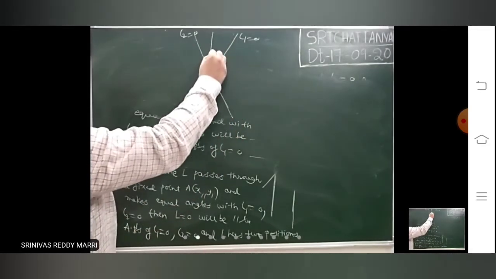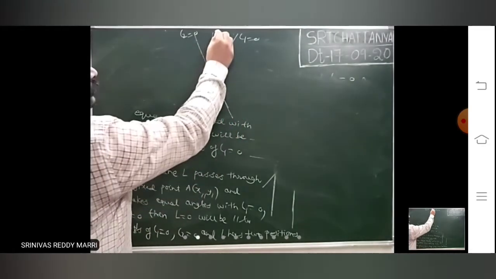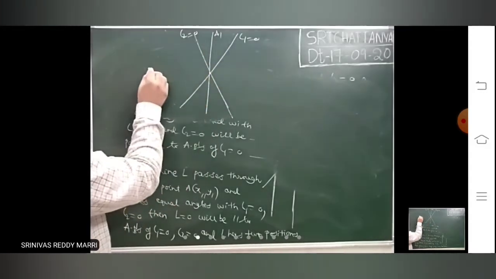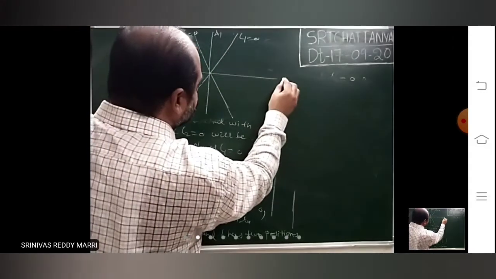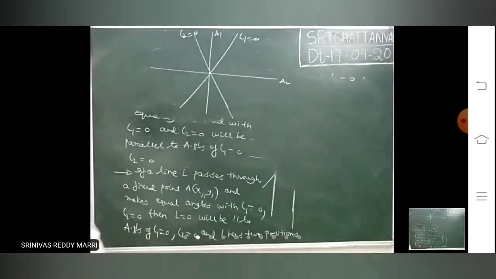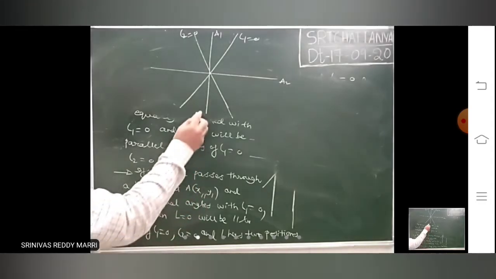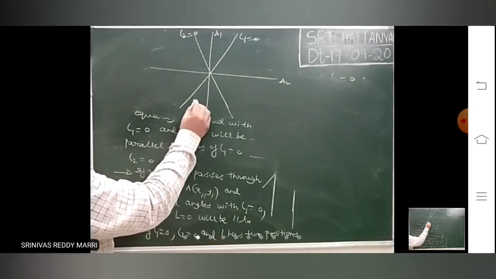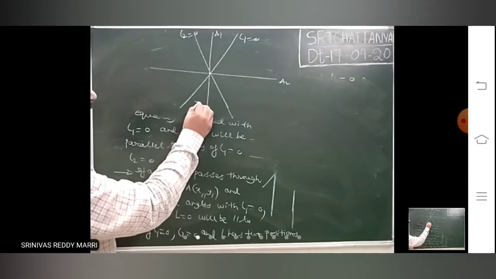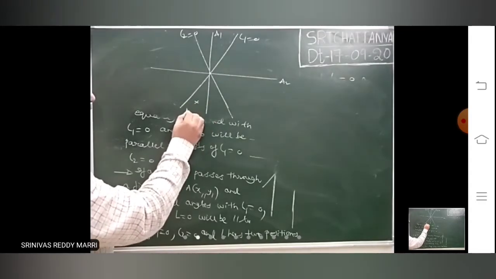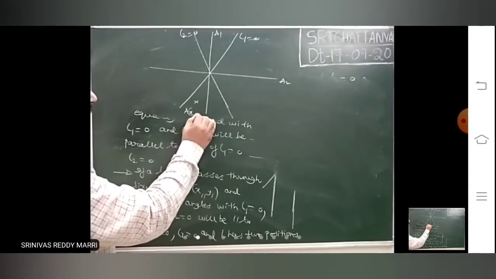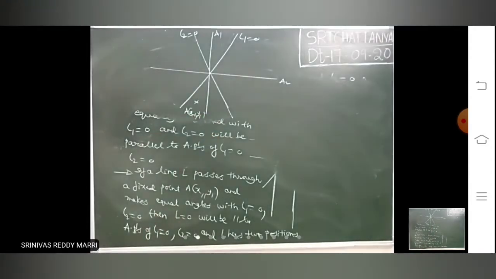So this is angular bisector 1. This is angular bisector 2. So there is a fixed point, that means its position is fixed. Let us say A(x1, y1) is like this.